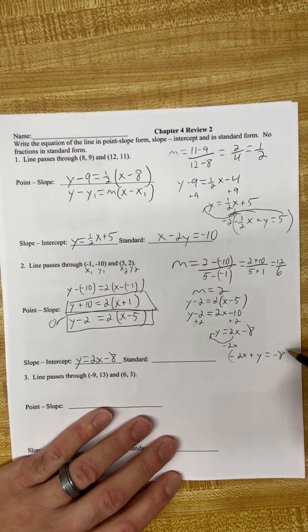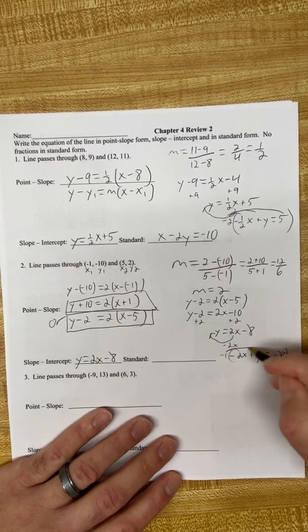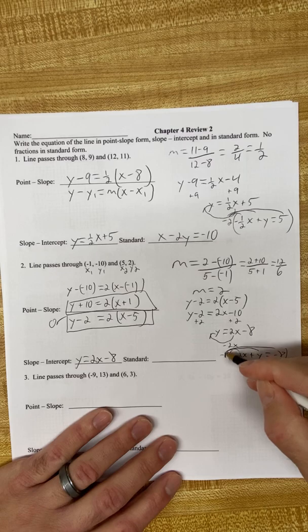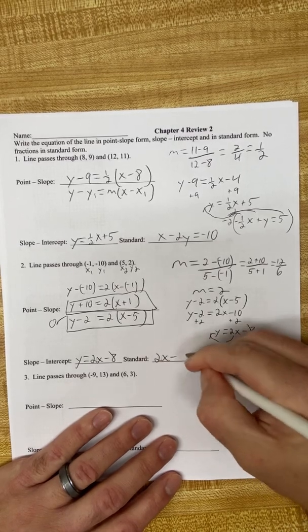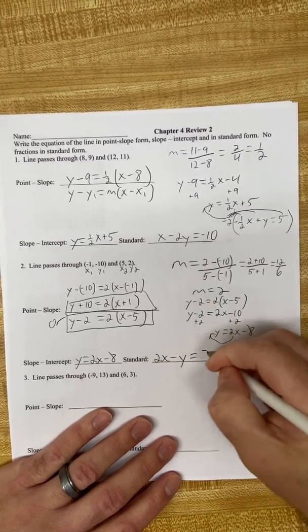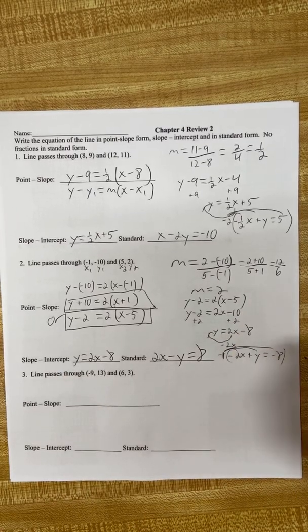All right, and I've got that negative there, so I'm just going to multiply everything by -1 just to get that positive right there. So I have 2x minus y equals 8 for my standard form.